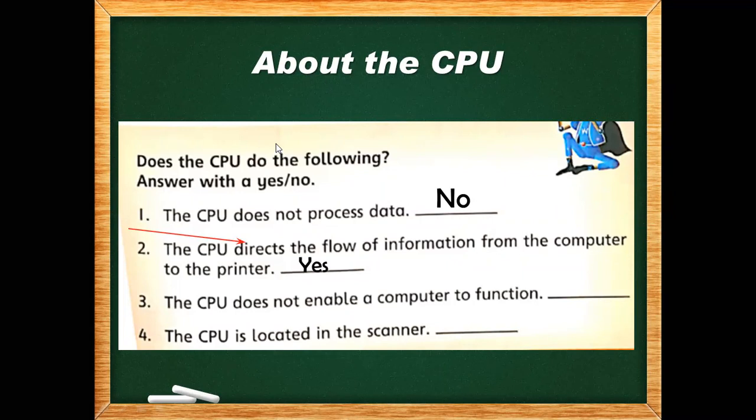Question number 3. The CPU does not enable a computer to function. The statement is saying the CPU will not allow. Enable means allowed, or it's on. This word is used for many meanings. The word enable means on, allowed, or can do. So the sentence is saying CPU cannot allow computer to function. Is this so? If this is so, it's yes. If this is not so, then it is no. What do you think? Will CPU stop the computer from working, or has the CPU allowed it?